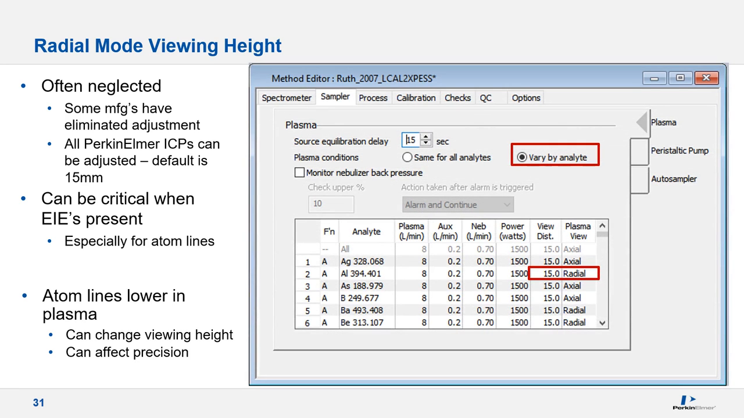Simply click on the Vary by Analyte button in the Sampler tab of the method, and you can set the viewing heights for each radial mode analyte. Let's look at an example of how viewing height can affect precision.